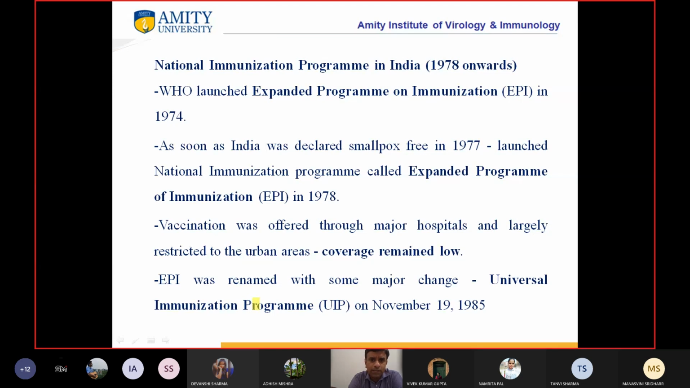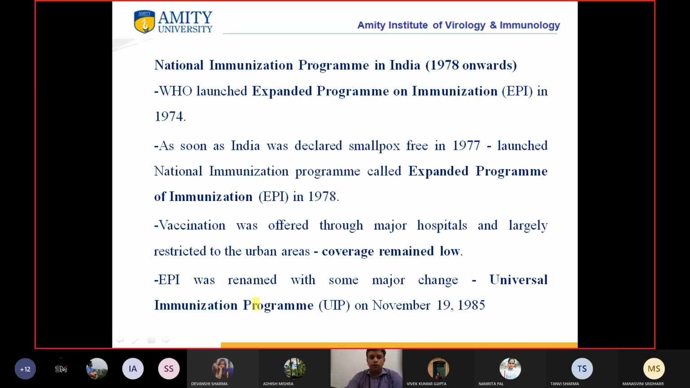The things were available with us, like we had those carrier boxes, we had the nurses, we had the vaccinators. So the system was set up, because we were working on smallpox eradication. So just after that, because we had that experience and expertise, India launched its national immunization program, and before that, the WHO had already launched an expanded program on immunization, which is called EPI. So as soon as India was declared smallpox free in 1977, India launched its national immunization program, called the expanded program of immunization.